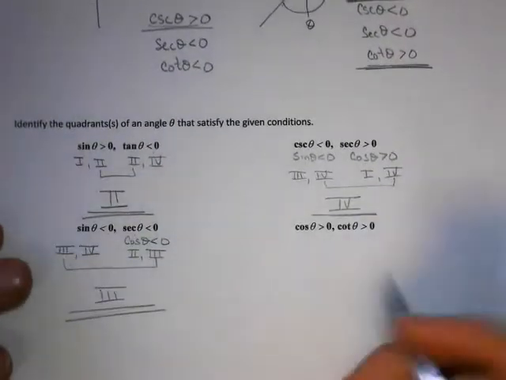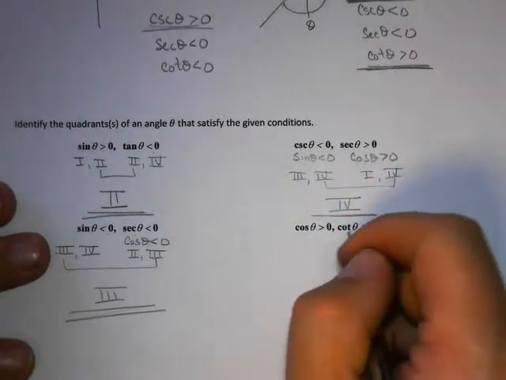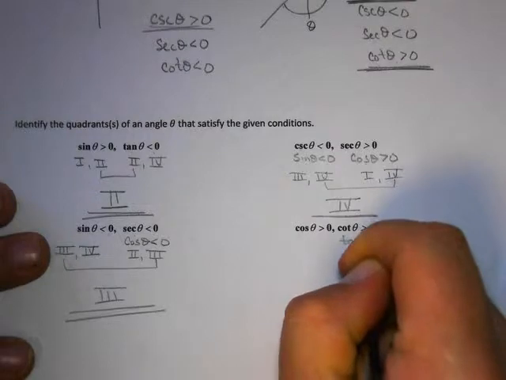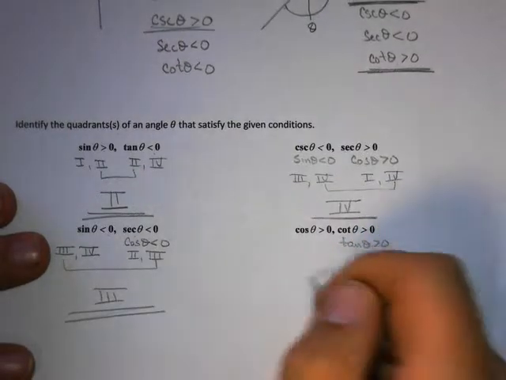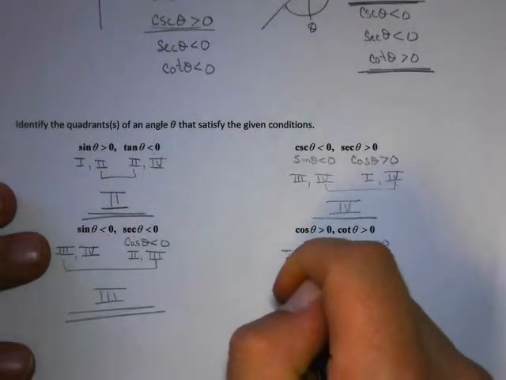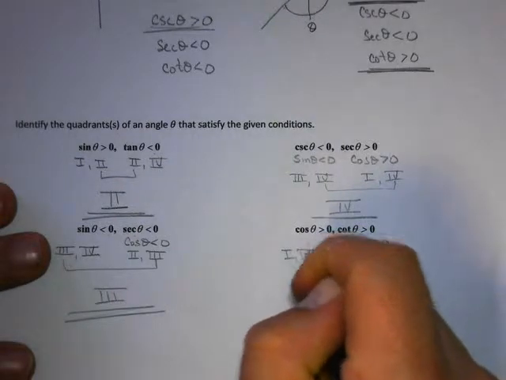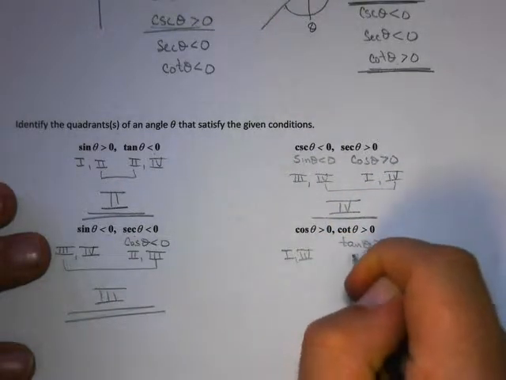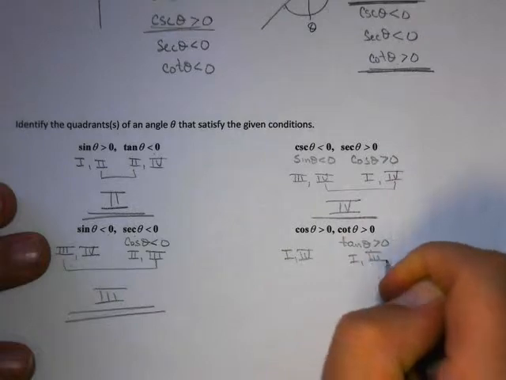Cosine's positive, and tangent is positive. Cosine's positive in 1 and 4. Tangent's positive in 1 and 3. Where are they both true? In quadrant 1.